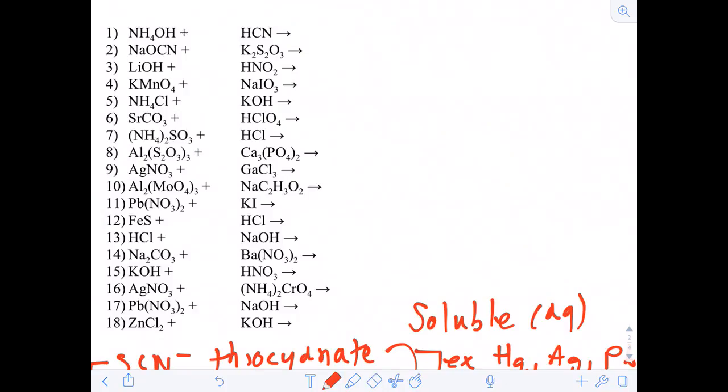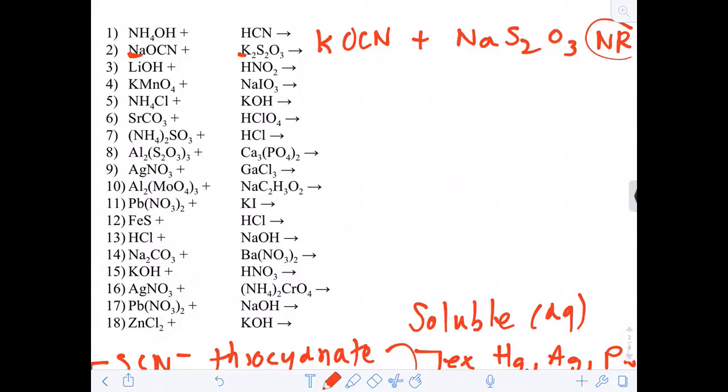So we're just going to swap positions of this sodium and this potassium, right? The cations swap positions. So we end up with potassium and cyanate and sodium and thiosulfate. So what's the issue here? There's no phase change. So this is actually no reaction. Nothing happens.